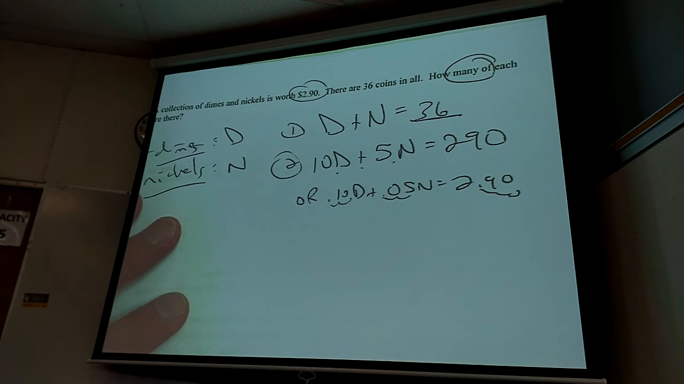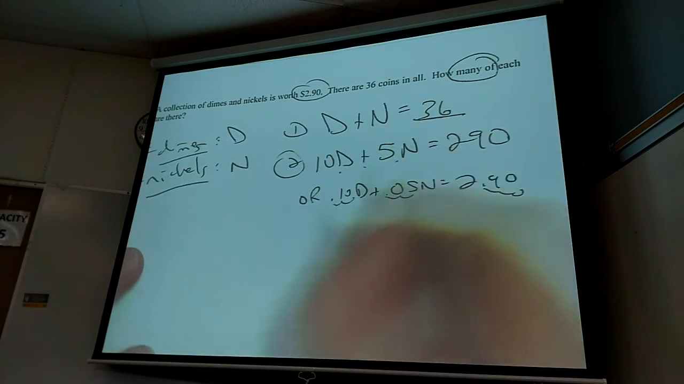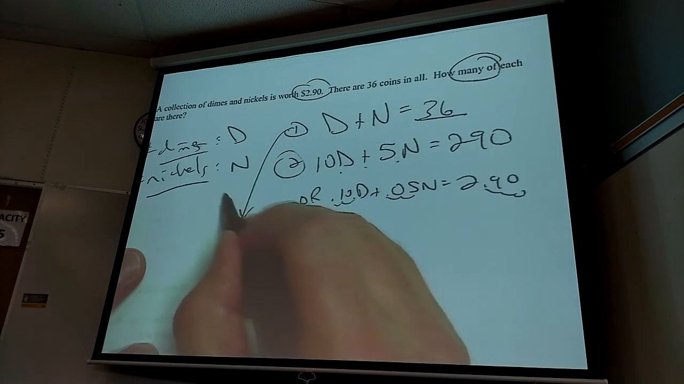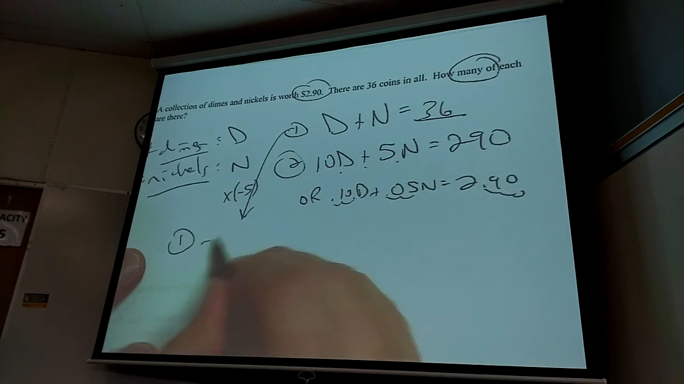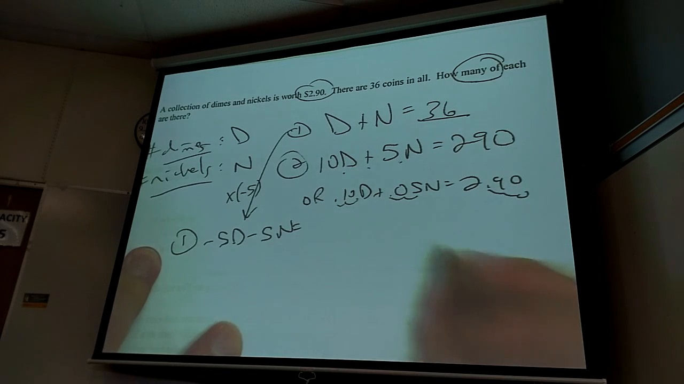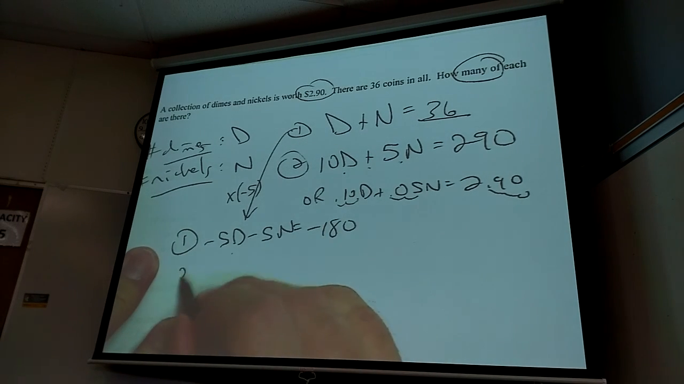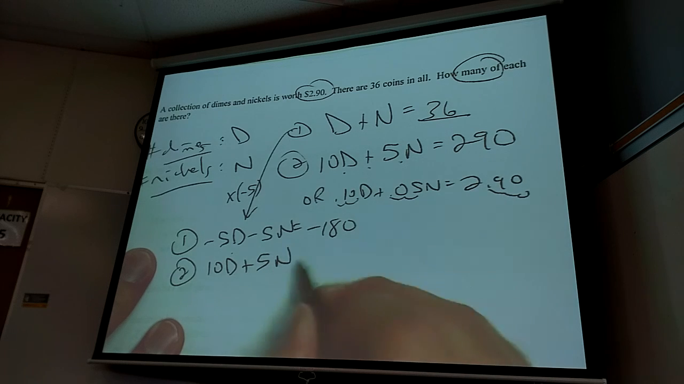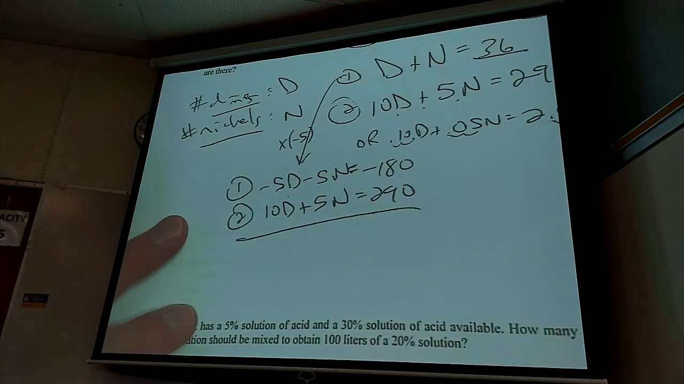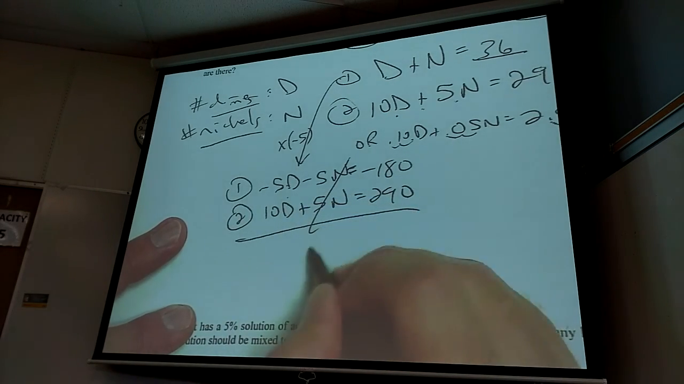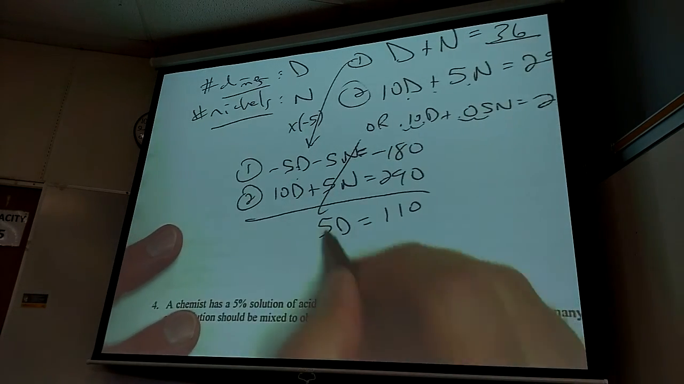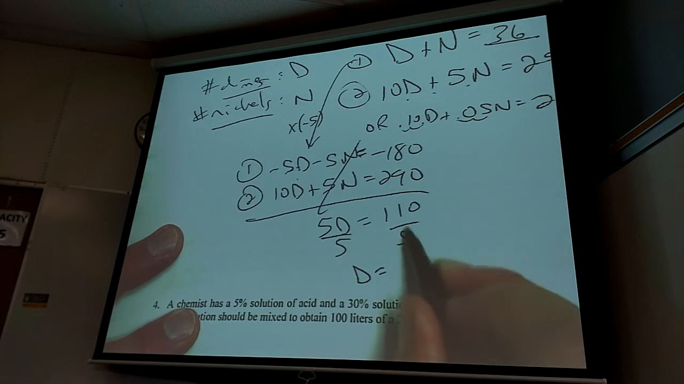Alright, so let's see. Personally, I kinda like the elimination method, so I would take this guy, maybe multiply by -5. I'm gonna rewrite the second equation down here, and now I can add them together and kill the nickels. That gives 5d equals 110, divided by 5. How many dimes you got?